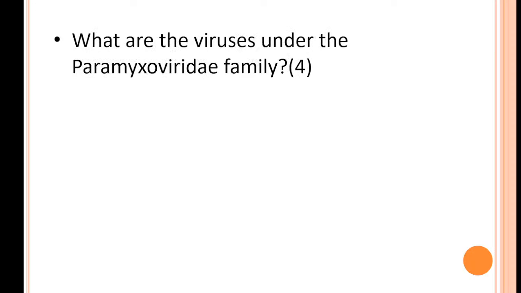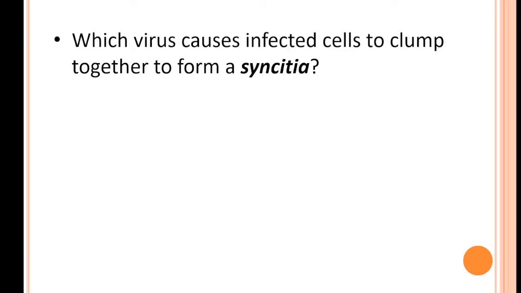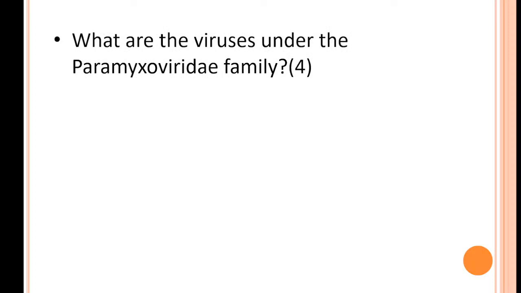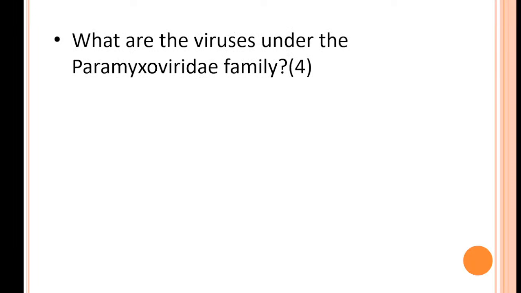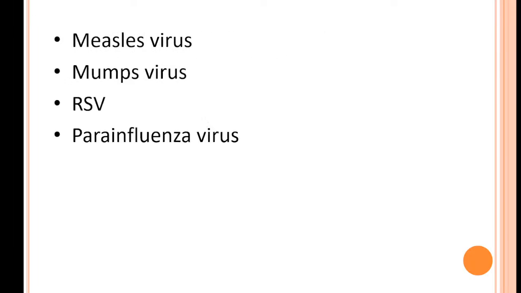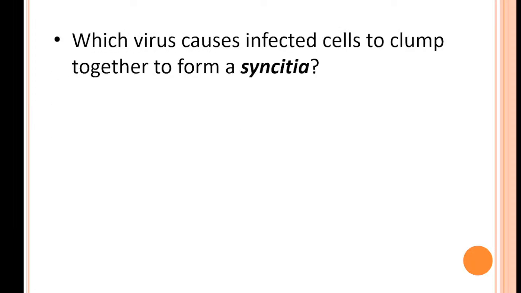What are the viruses under the paramyxovirus family? One of them is RSV. So you guys just need to remember three more: parainfluenza, measles virus, and the mumps virus. Parainfluenza, measles and mumps, and of course RSV. Okay, so these are the viruses that are under the Paramyxoviridae family. All right, and all of them can form syncytia.